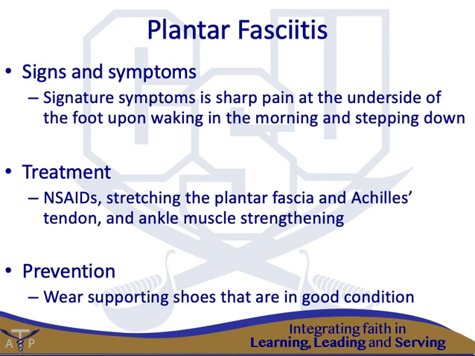Therapeutic modalities can also help, as well as a night splint to keep that foot in dorsiflexion compared to the foot relaxing and the tissue, the plantar fascia, becoming tight. Prevention, wear supportive shoes that are in good condition and maintain healthy weight to decrease stress on the plantar fascia.